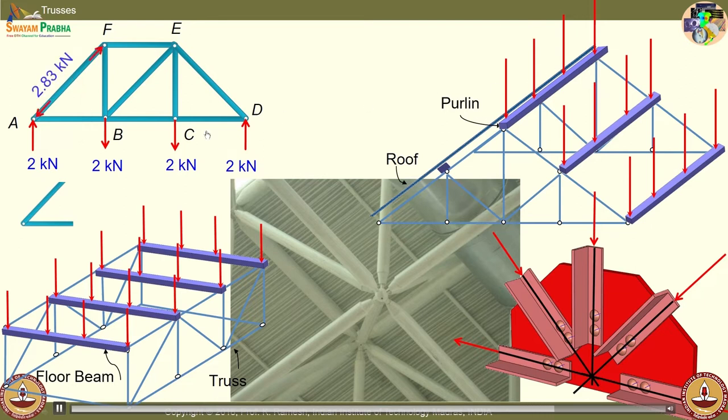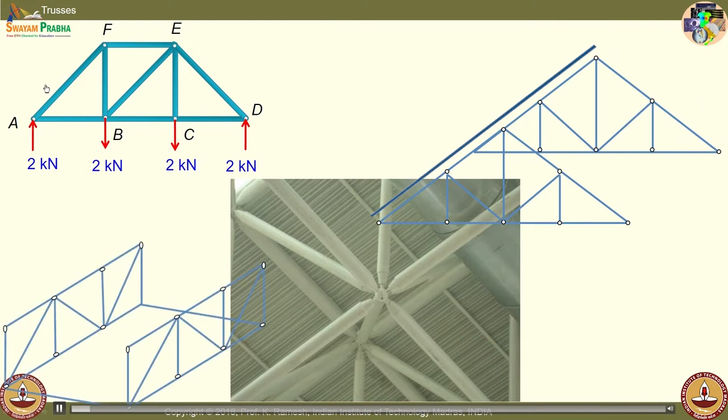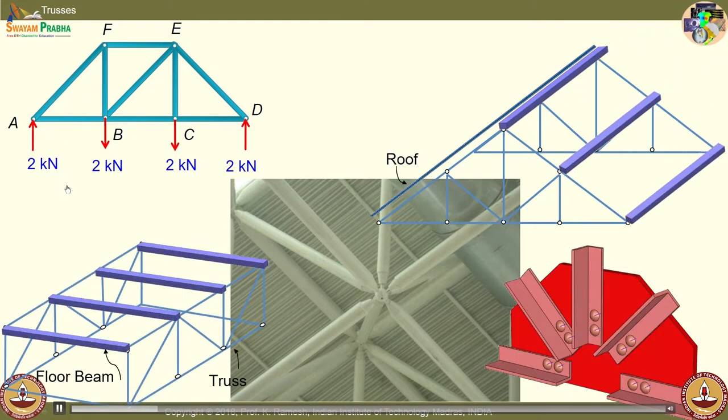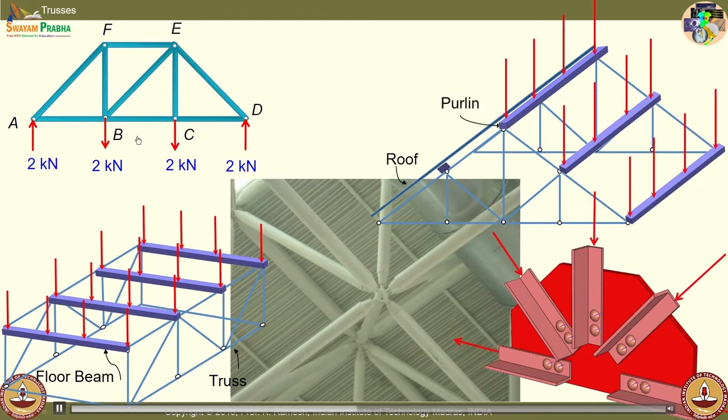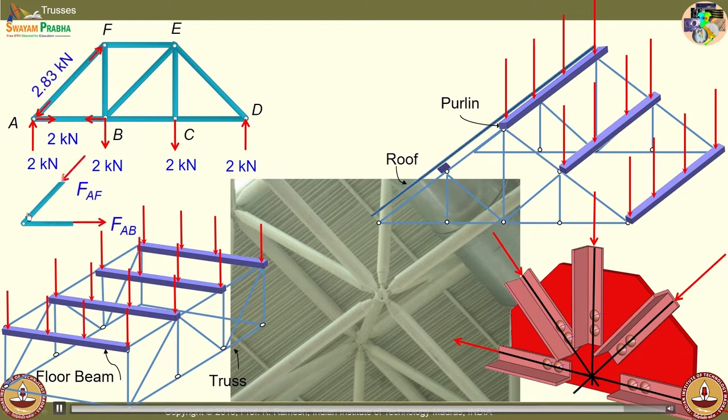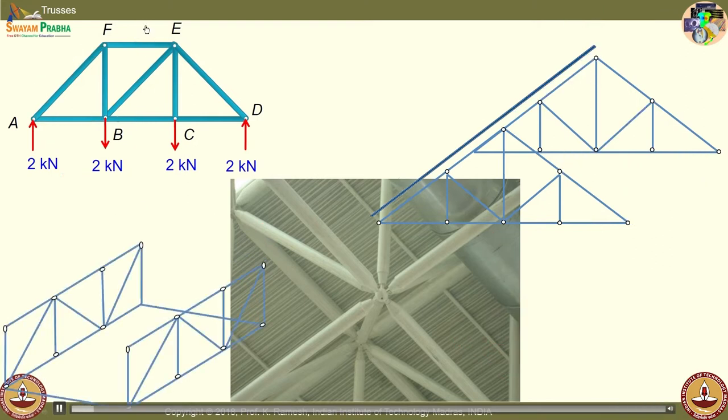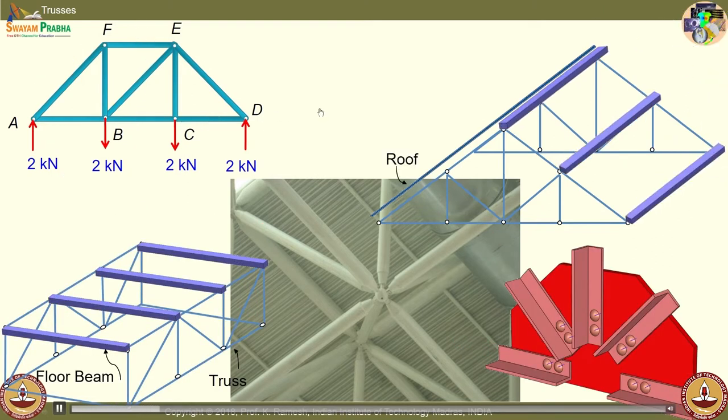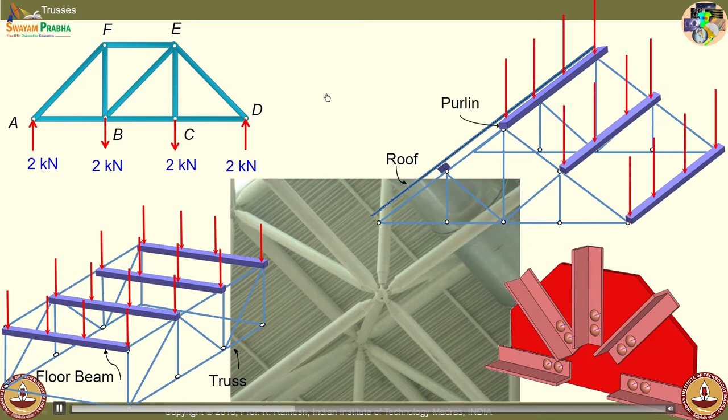And we also learned two methods. One is the method of joints. I take out a section like this and then I analyze this. And I can also take out a section like this, and then you call it the method of sections. In the case of method of joints, it is a concurrent force system, so I can write only two independent equations. In the case of method of sections, I can have a non-concurrent force system and I can write three equations.